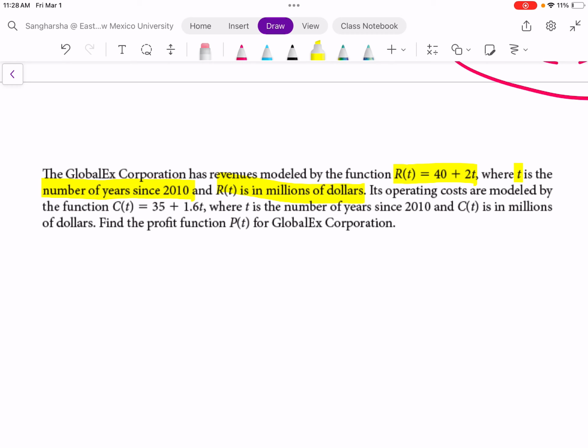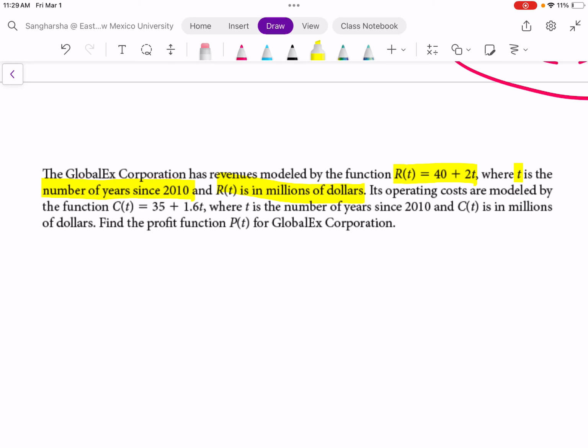Now let's see what this means. We have Global X Corporation, and its revenue is given by this expression, 40 plus 2t, where t is the number of years since 2010. Now, what would be R of t in 2013? How do we find that? For 2013, what is our t? 3, right? So you substitute t equals 3 in your R of t function. We have 40 plus 2 times 3, that is 6, so 46.